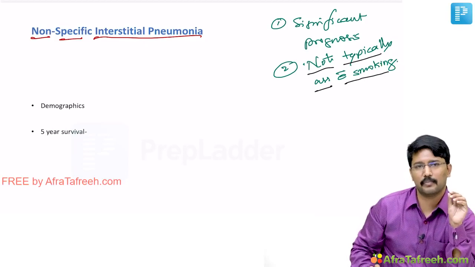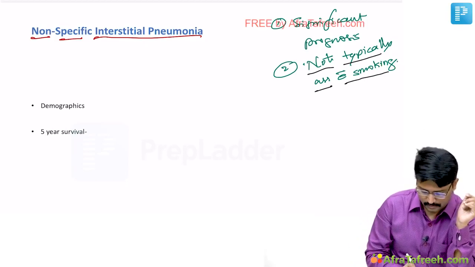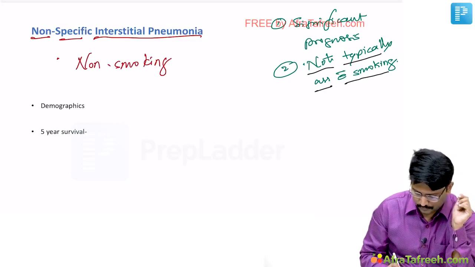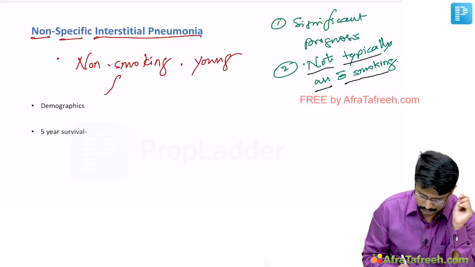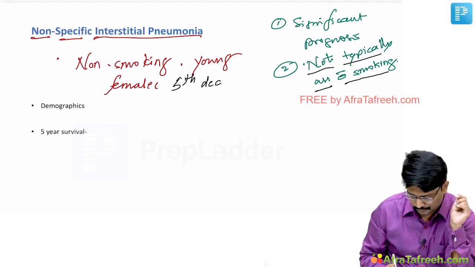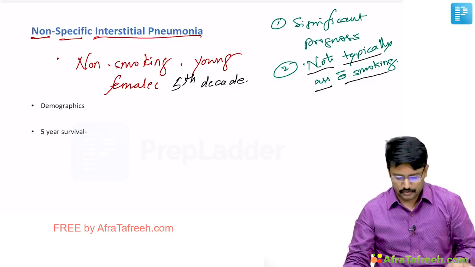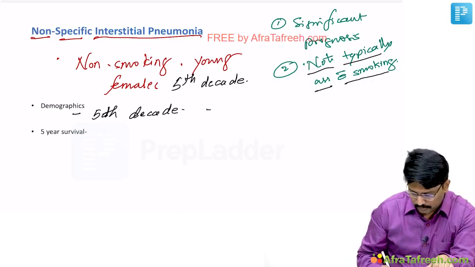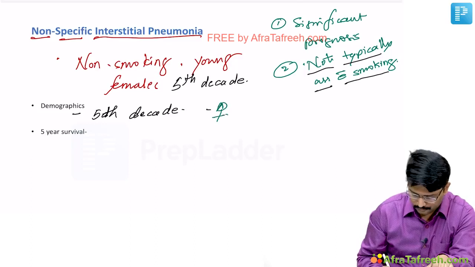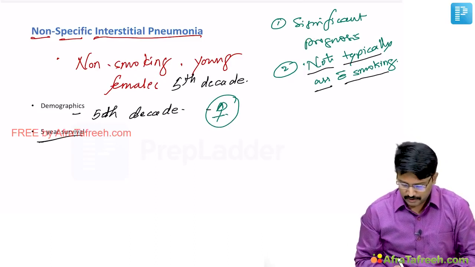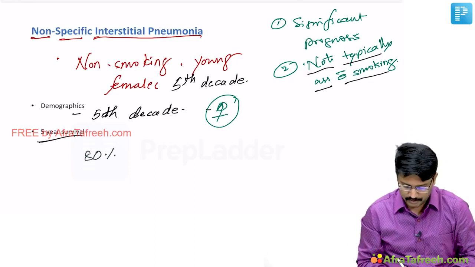So, who is a typical patient who is likely to get NSIP? These are typically non-smoking young females, usually in their 5th decade of life. So that goes on to say the peak age of presentation is 5th decade. More common in females. Compared to IPF, this has a better prognosis with 5-year survival of more than 80%.